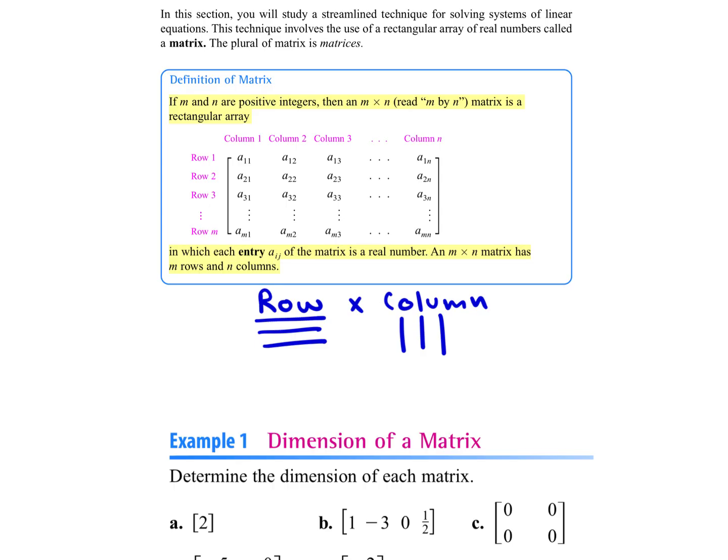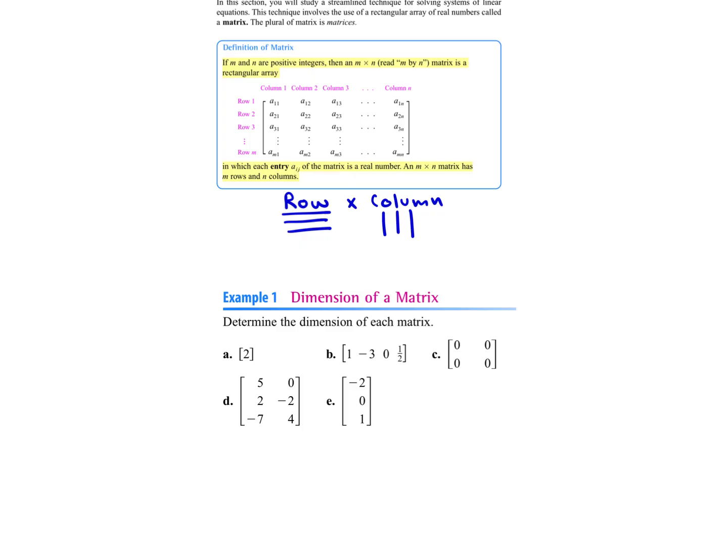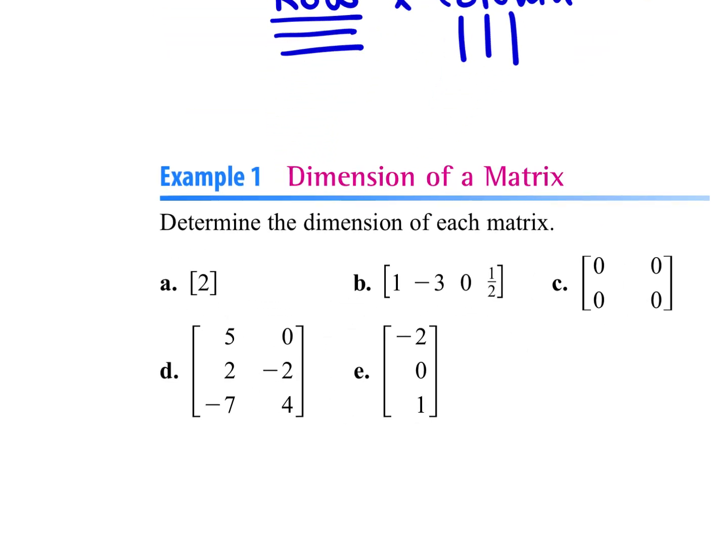So when it asks for the size of the matrix or the dimensions of the matrix, it wants it row by column. The order that you write it is important. So looking at example 1, it says determine the dimensions of each matrix. How many rows do we have in A? 1 row. By how many columns do we have? 1. So this would be a 1 by 1.